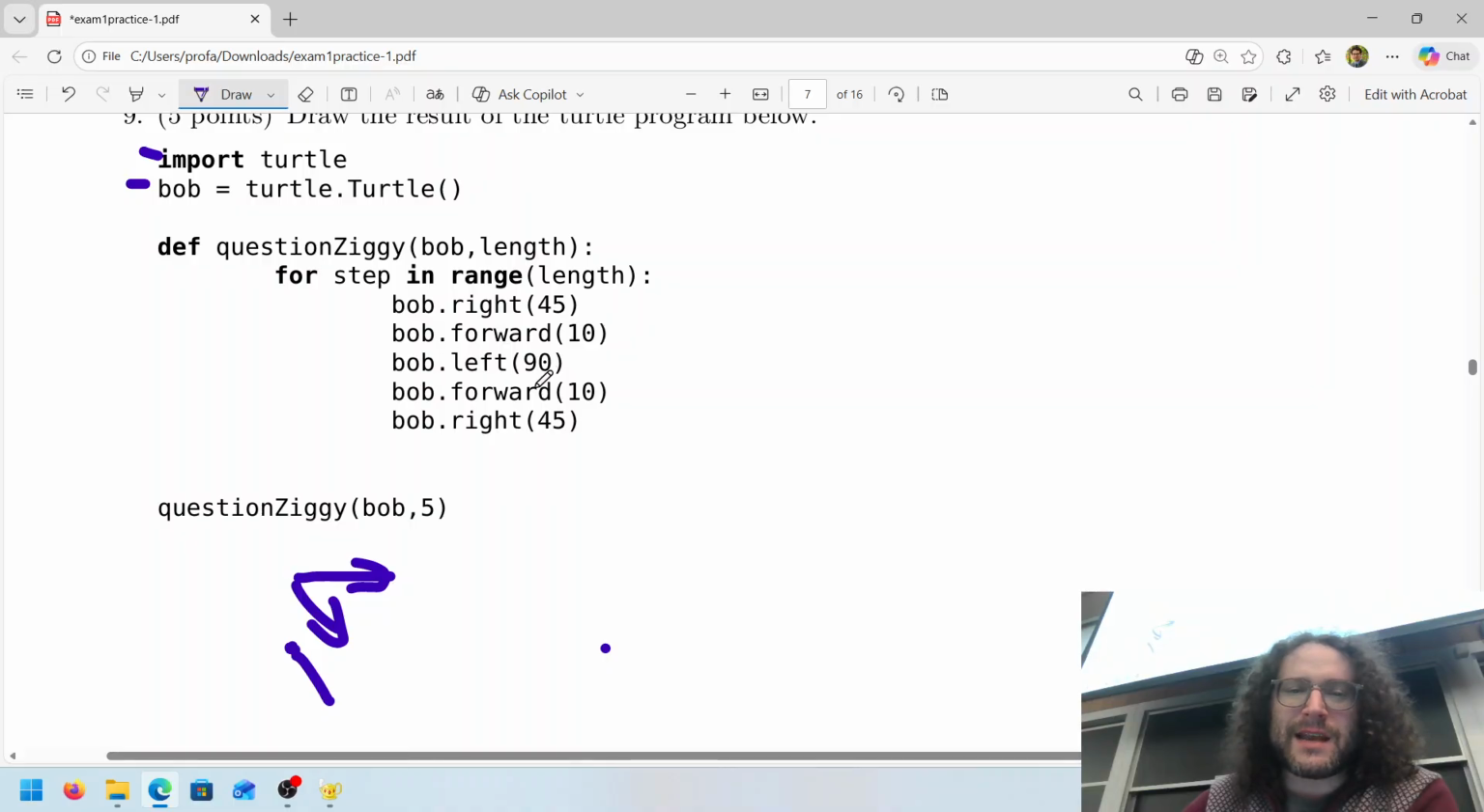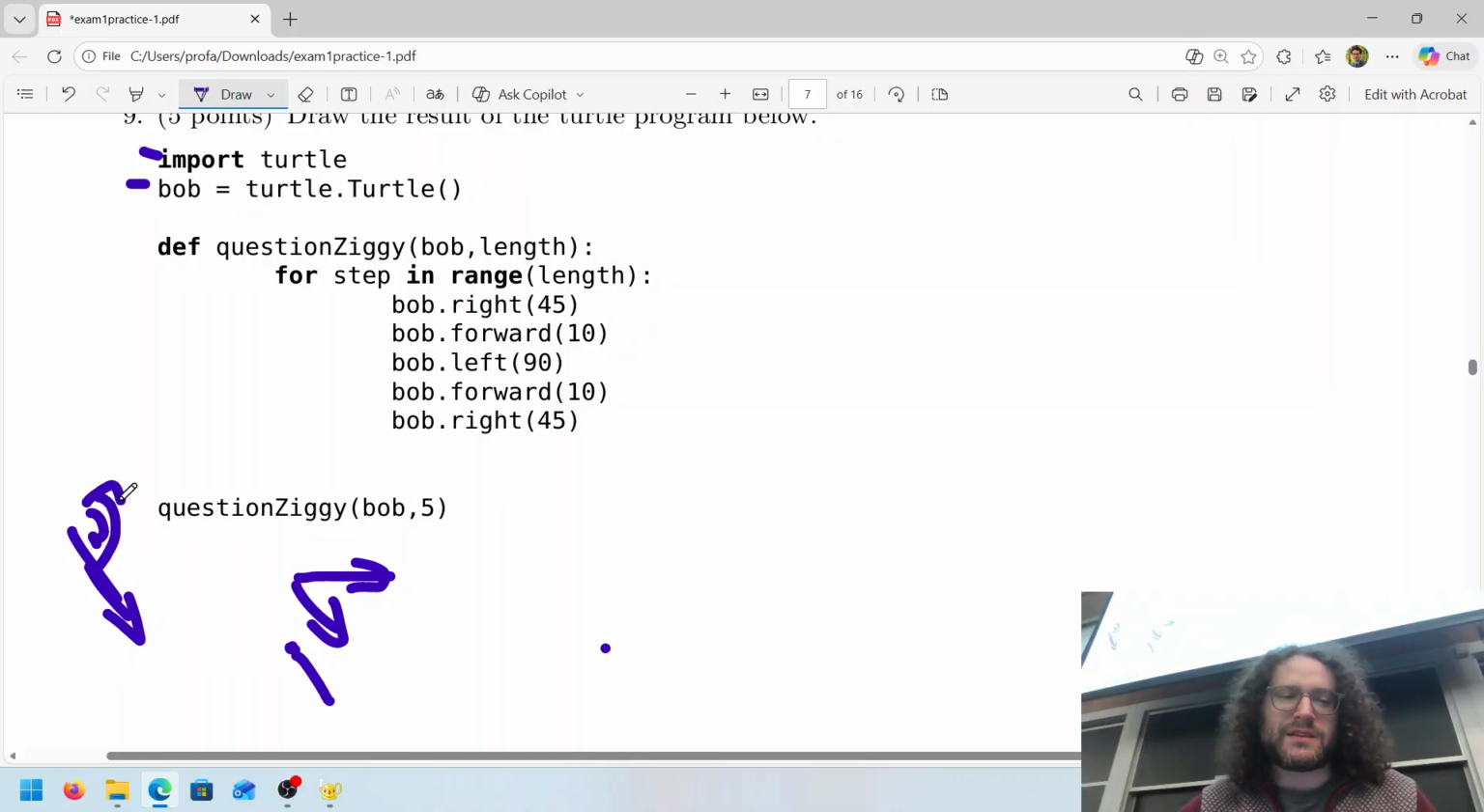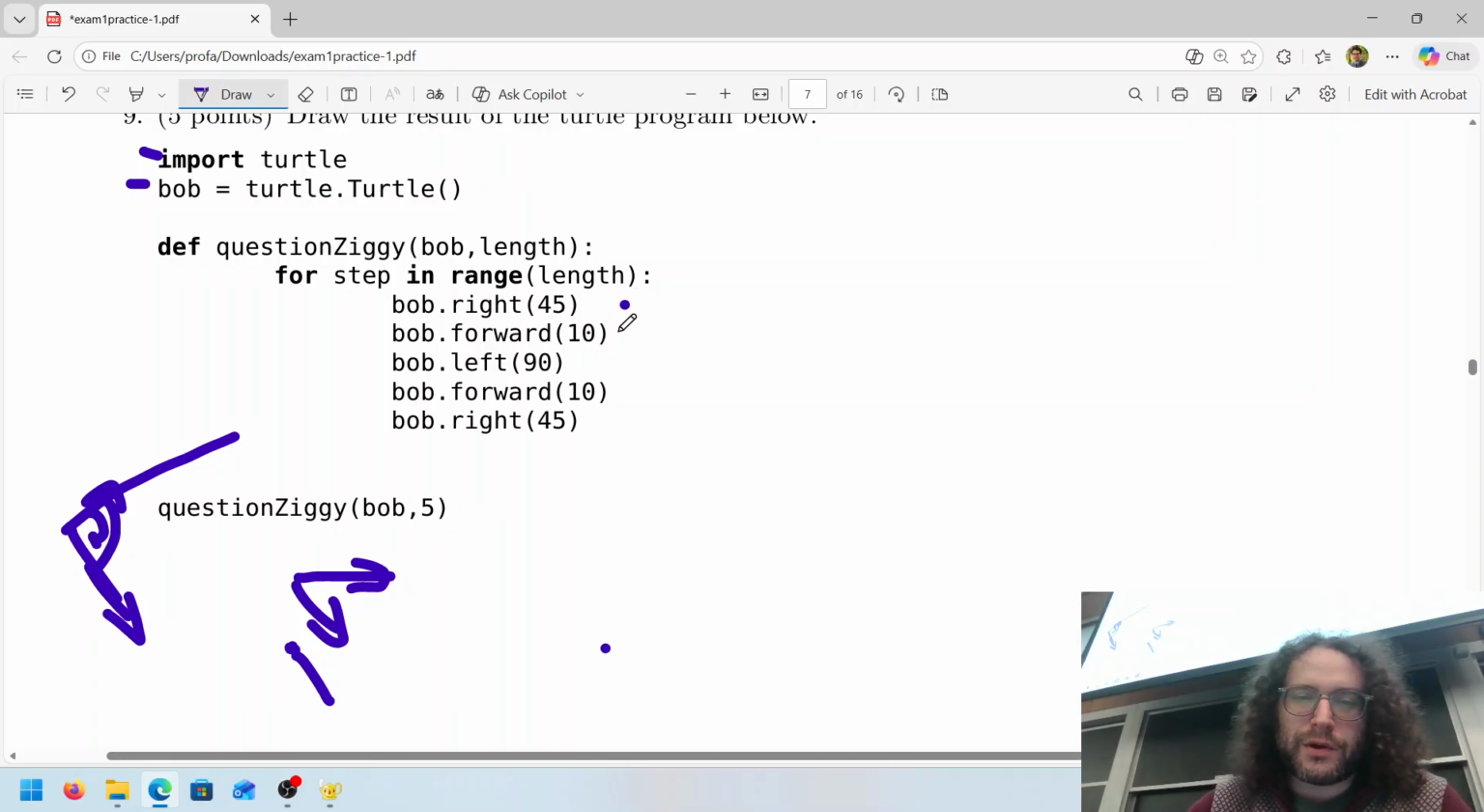Then left 90. So that would be facing this way, right? We were facing down, we went down this way. So 90 degrees would be this way. So right angle, right? So boop, boop, boop. We're here. We just turned, and now we're facing this way, relatively speaking. And then forward 10. So go down as much as I went up. Got it.